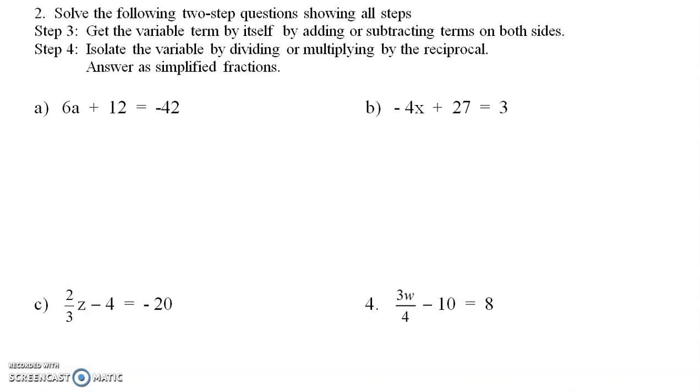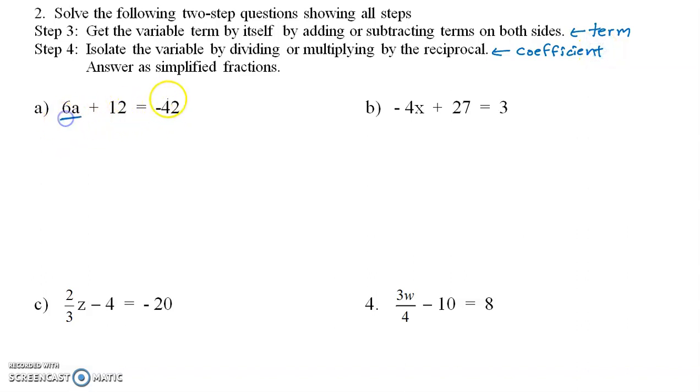In this section, the questions are two-step examples. What we have to do is first remove the term, which is going to be a plus or a minus operation. And then we're going to remove the coefficient, which is going to be a multiplication or division operation. So when I say removing the term, you look for the thing that's added or subtracted.